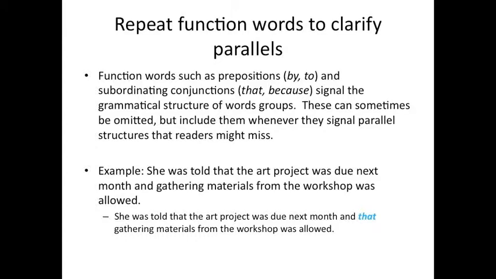You can also repeat function words to clarify parallels. Function words such as prepositions, by, to, and subordinating conjunctions, that, because, signal the grammatical structure of word groups. These can sometimes be omitted, but include them whenever they signal parallel structures that readers might miss. An example would be: She was told that the art project was due next month and gathering materials from the workshop was allowed. A way to make this sentence more parallel would be to say: She was told that the art project was due next month and that gathering materials from the workshop was allowed.